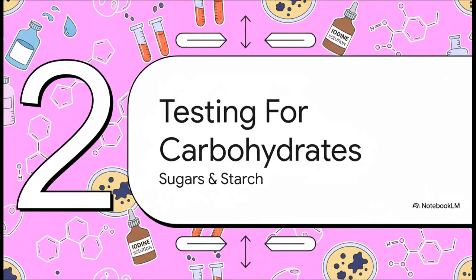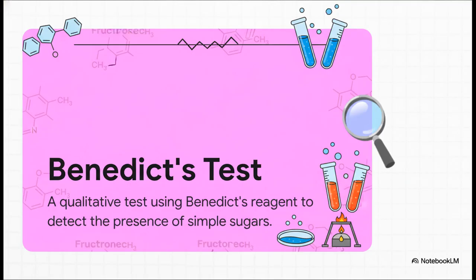Okay, we're starting with carbohydrates, but this is actually like a 2-for-1 deal. We need one specific test for the simple sugars and a totally different one for the big, complex carbohydrate starch. So first up, sugars. The test you've got to know is called the Benedict's test. And, surprise, surprise, it uses a chemical called Benedict's reagent.